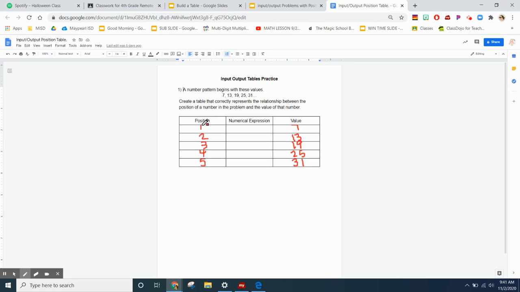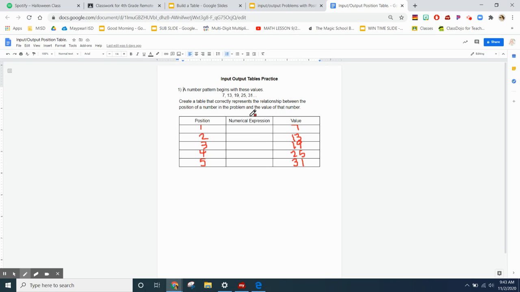Now we're going to see how we got from 1 to 7. Okay, so what we're going to do is think, how can I get from 1 to 7? Well, I can add 6, but that wouldn't work here. I could times 7, but that wouldn't work here. So if that doesn't work, you may have what we call a double expression or a double pattern. So we need to think we can multiply and then add something.